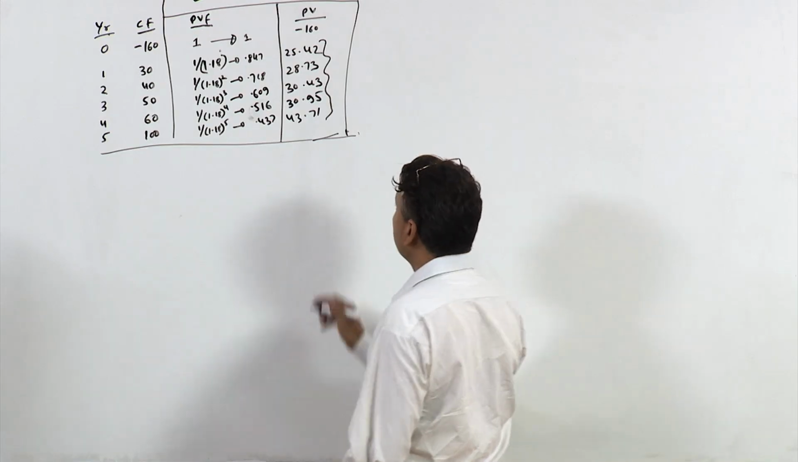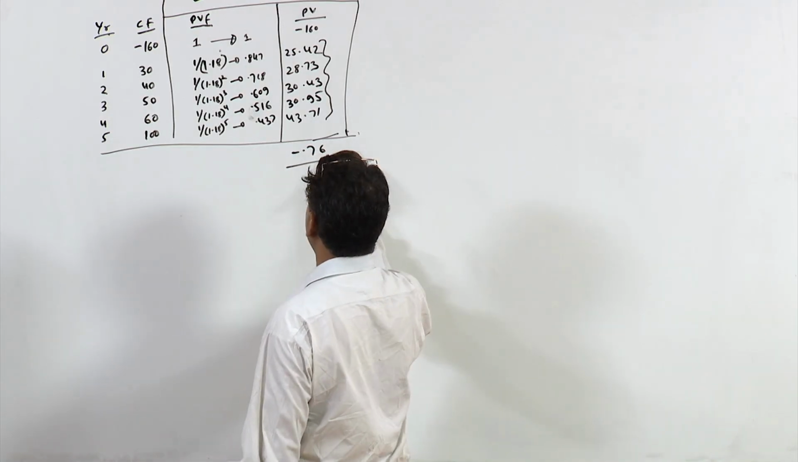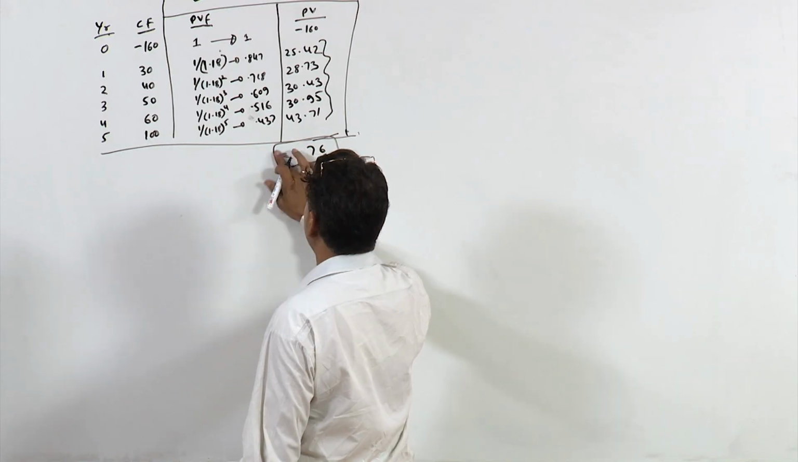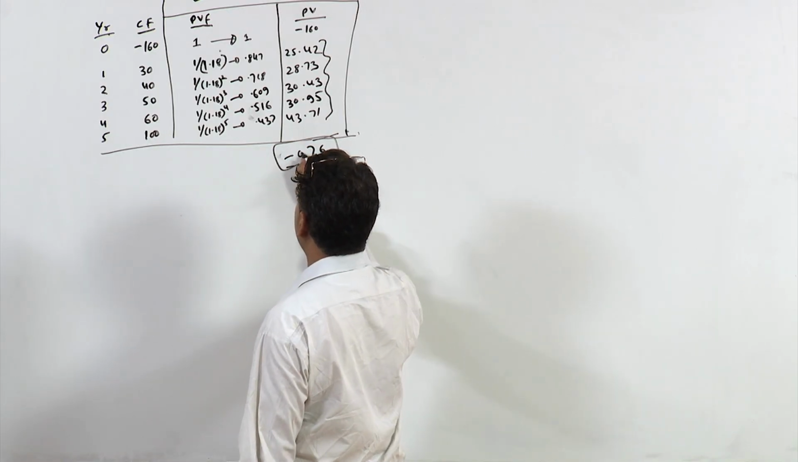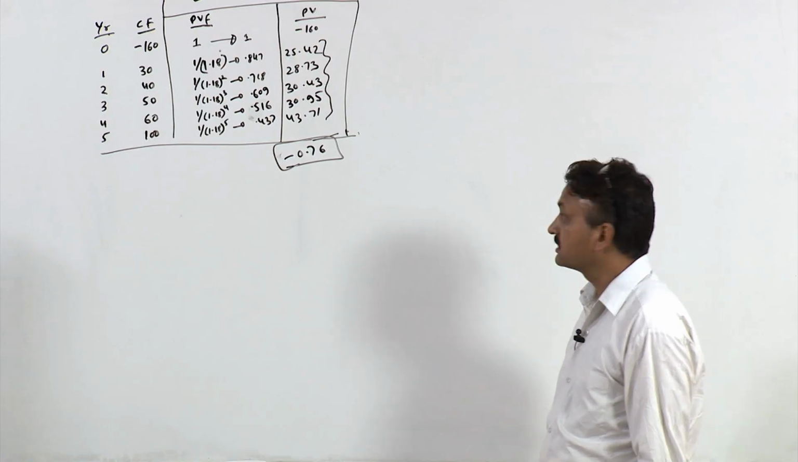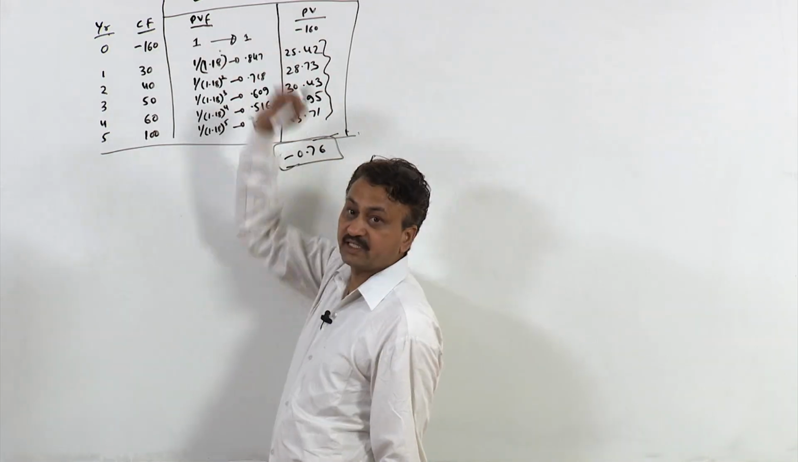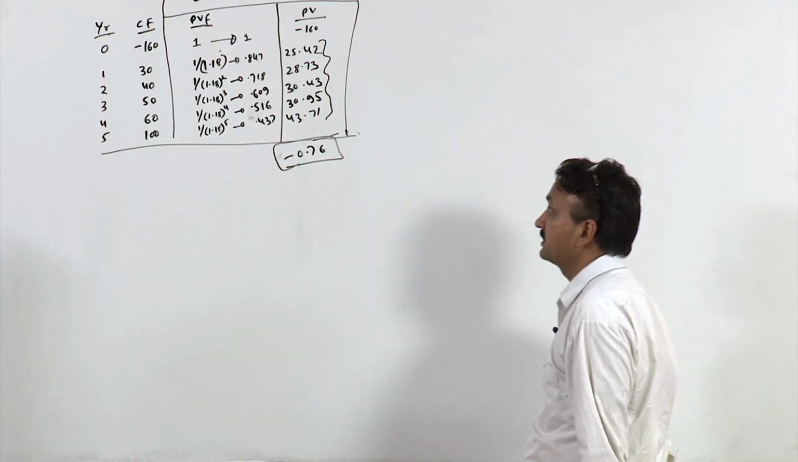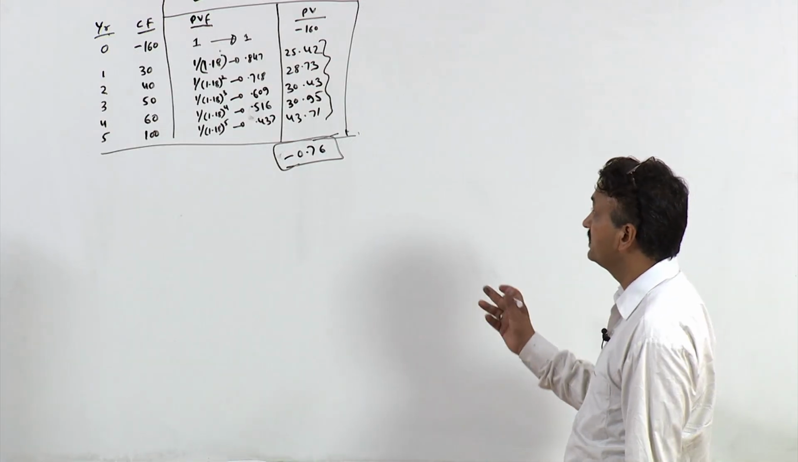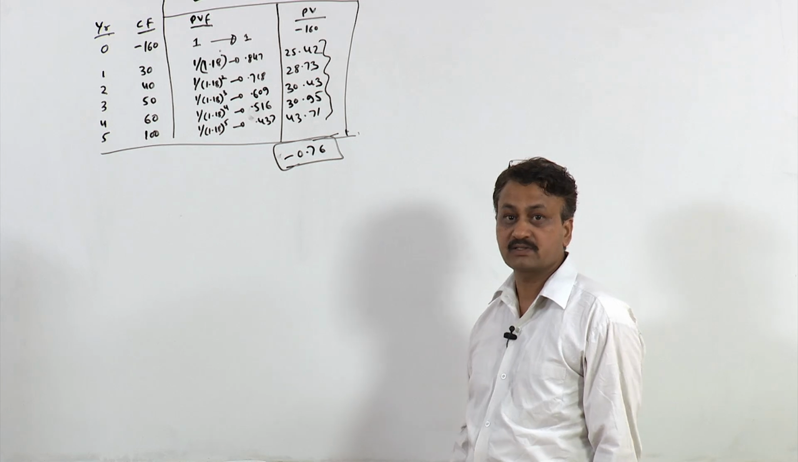value as minus 0.76. This is minus 0.76. This is the present value with discounting factor at 18%. Now, you need to do this similar calculation for 17% also.